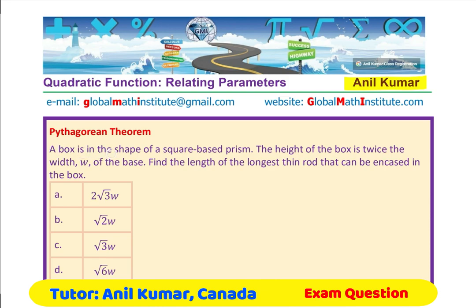A box is in the shape of a square-based prism. The height of the box is twice the width W of the base. Find the length of the longest thin rod that can be encased in the box. It is a multiple choice question with 4 options given to you, as you see in many competitive exams and online tests. How do you answer this question?